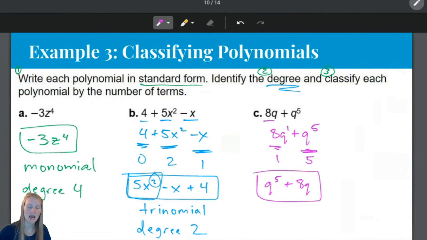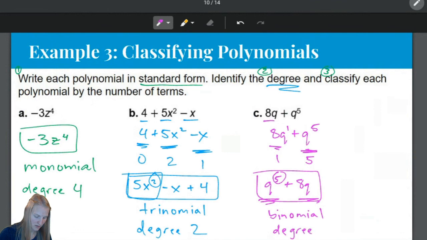Now, this has 2 terms, q to the 5th, 8q, 2 terms, so this is a binomial, and the biggest exponent is a 5. So our degree is 5.